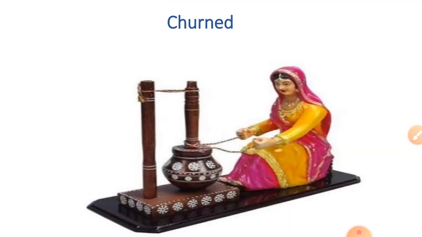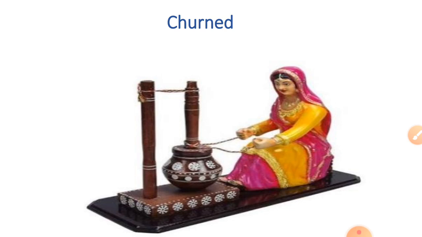So the first reason, here you can see churning: to separate two dissimilar but useful substances, like in the case of butter and milk. Milk is churned in order to obtain butter. Here both things are useful. Milk is also useful and butter is also useful.